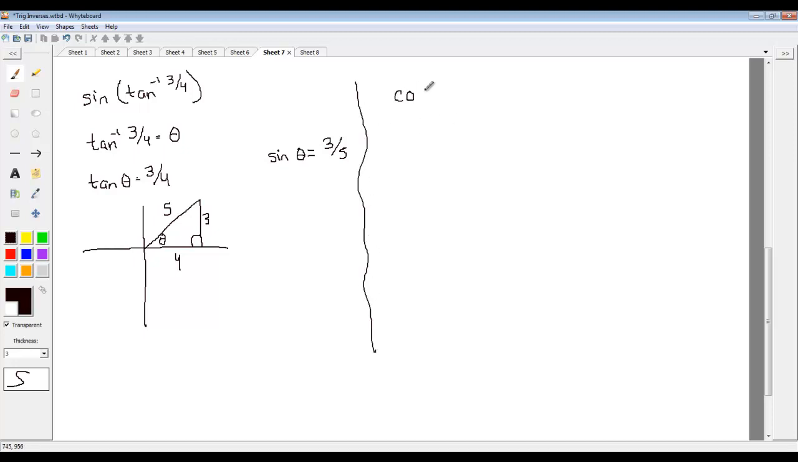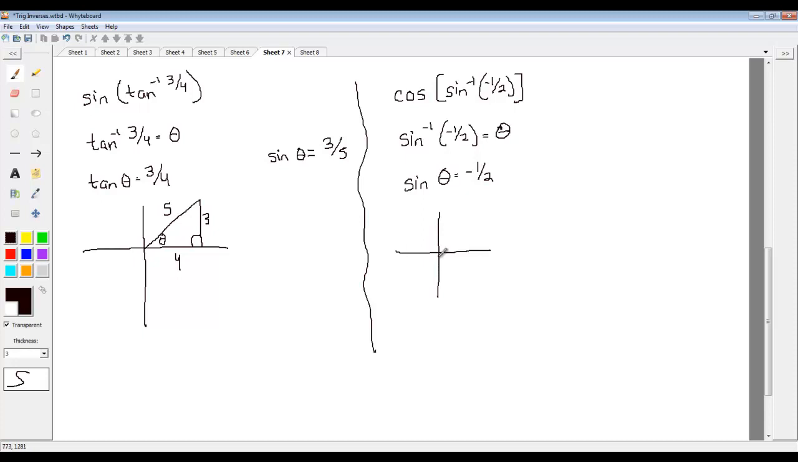Alright, let's say you're doing the cosine of the inverse sine of negative 1/2. So the inverse sine of negative 1/2 is equal to some theta. So sine of some theta is negative 1/2. Now we've limited it from negative pi over 2 to pi over 2, so we're somewhere in quadrants 1 or 4. But if the sine's negative, then we must be down here in quadrant 4.